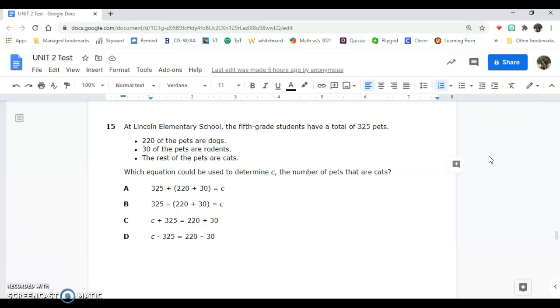At Lincoln Elementary School, the 5th grade students have a total of 325 pets. 220 of the pets are dogs. 30 of the pets are rodents. The rest of the pets are cats. Which equation can be used to determine C, the number of pets that are cats?